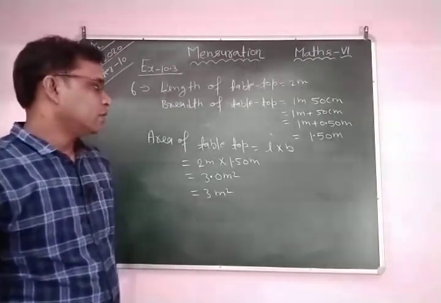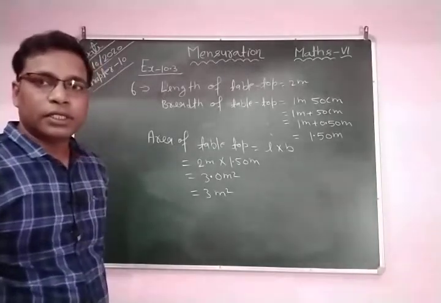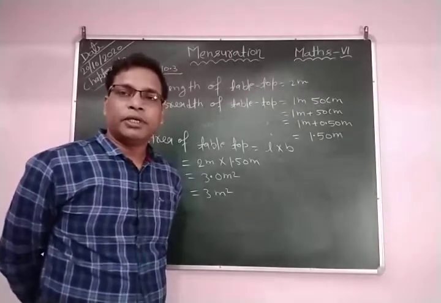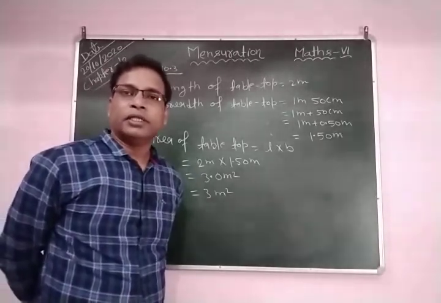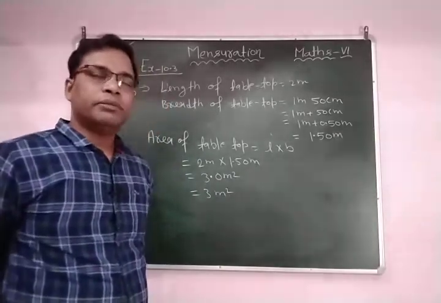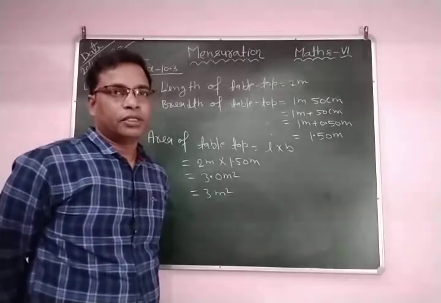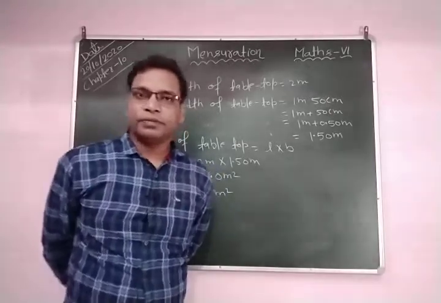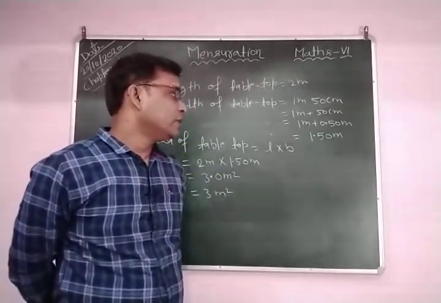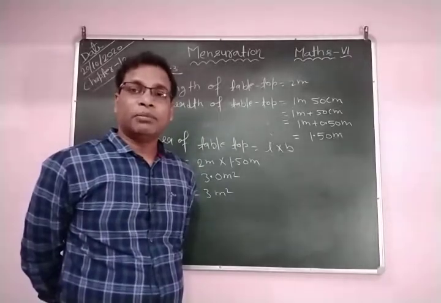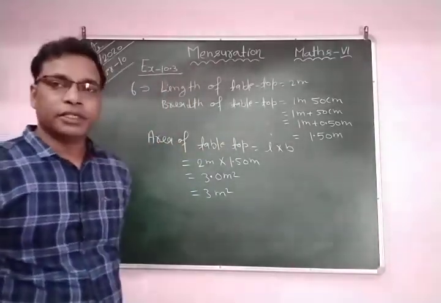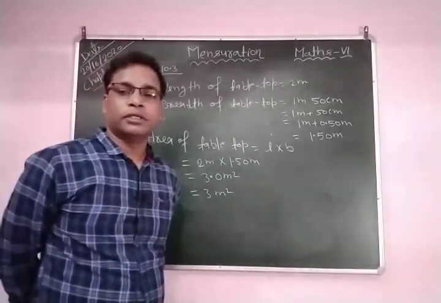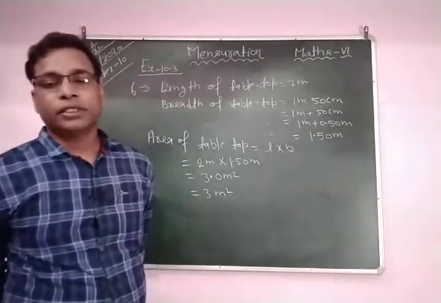So students, I hope all of you understood this question. The length of the tabletop is given 2 meter and the breadth is given 1 meter 50 centimeters. First we convert 50 centimeter into meter, then we obtain the area of the tabletop. The breadth of the tabletop is 1.5 meters. You know very well the tabletop is rectangular in shape, and the area of a rectangle is length into breadth. So length is 2 meters and breadth is 1.5 meters. Then we multiply them and we obtain 3 meter squares. So in this way you find the area of the tabletop is equal to 3 meter squares. Now we are going to discuss the next question.